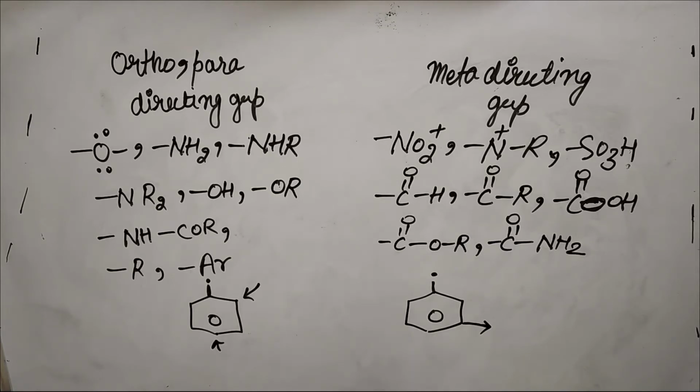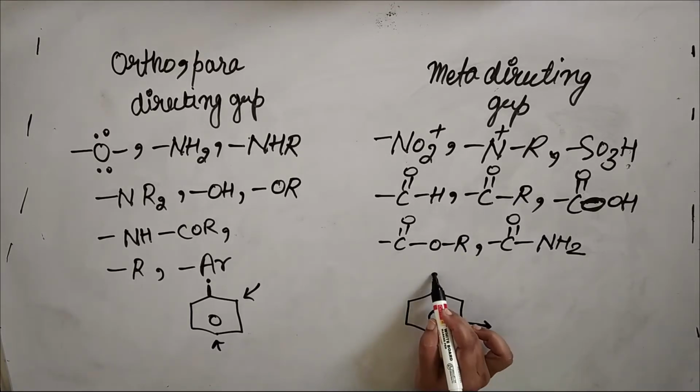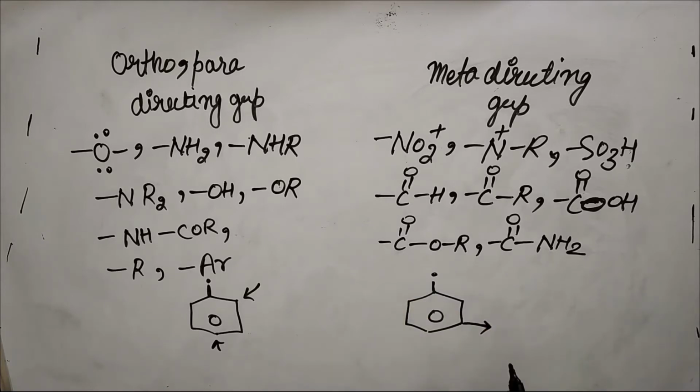Examples are NO2, N2+, N+R3, SO3H, aldehyde group, ketonic group, carboxylic group, COR, CONH2 amide group. So if these groups are present on the benzene ring, they will direct the other functional group to substitute at the meta position, these two positions. That is why they are called meta-directing groups. So these are examples of ortho-para-directing groups, and these are examples of meta-directing groups.